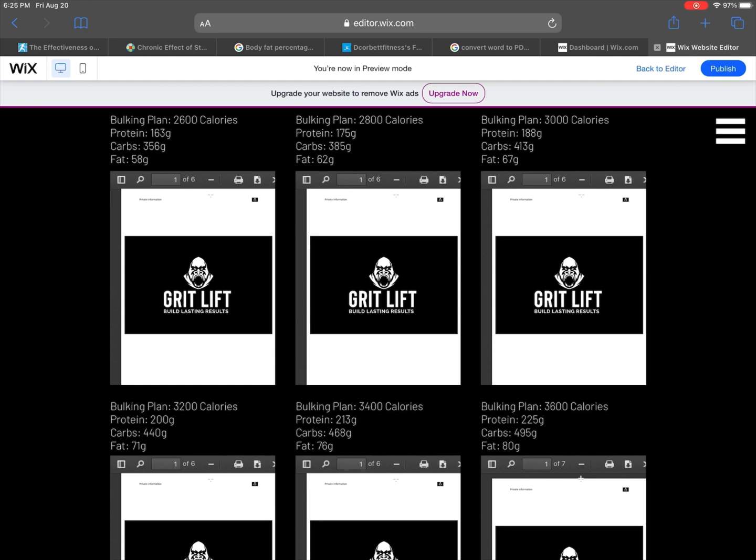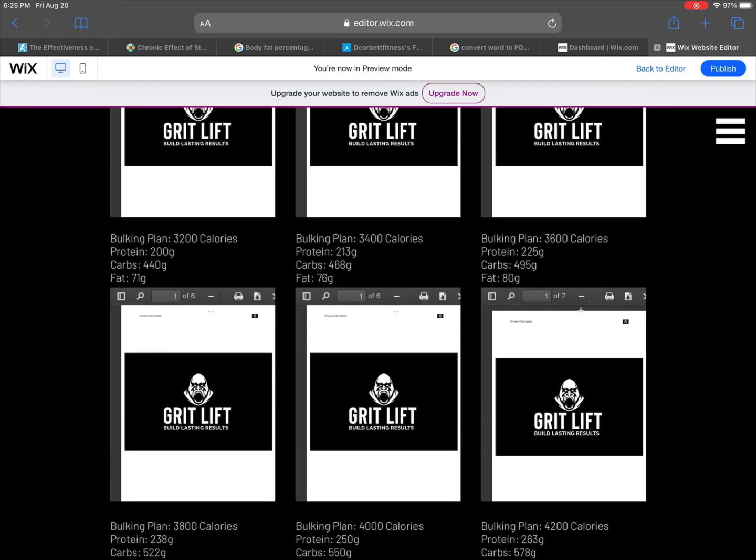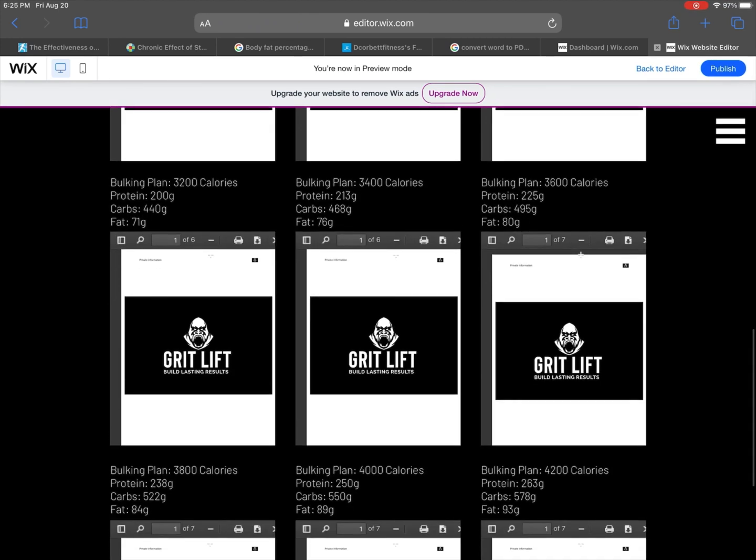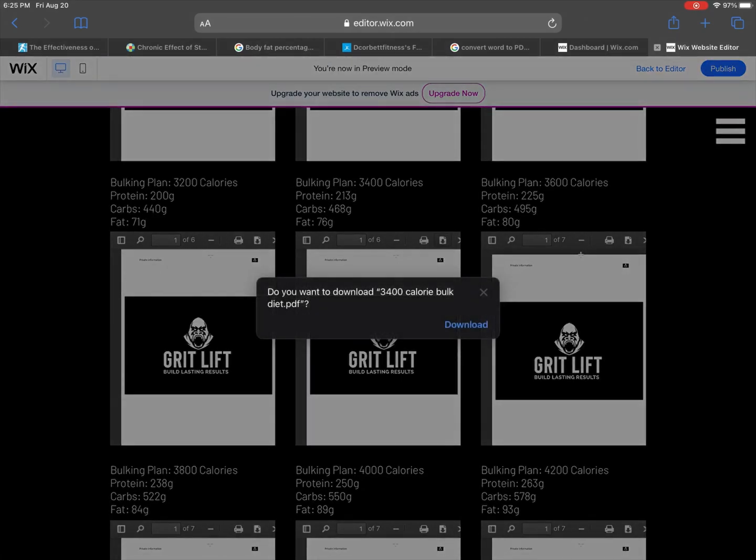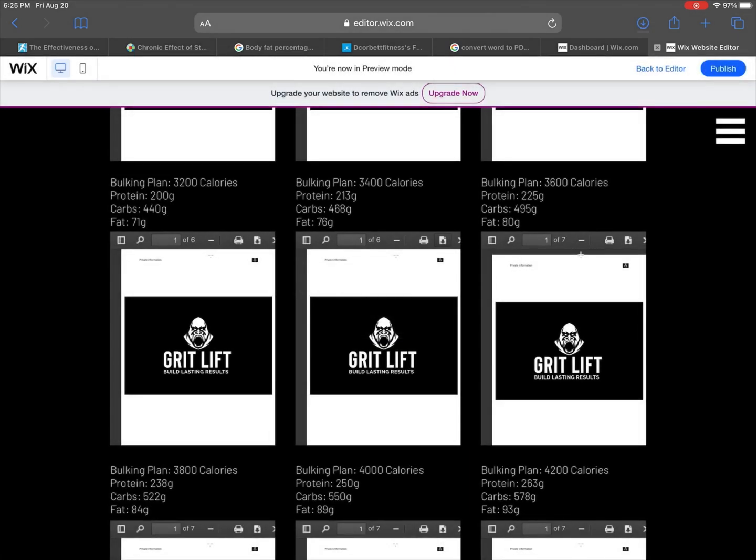So I look at this, and I see there's a bulking plan for 3,400 calories. The protein's 213. My protein was 195, so that's about 15 to 18 grams more than I calculated for myself. But the one from that is 200 grams of protein, but it's also about 250 calories off from where I want to be. So I'm going to go ahead and run with the 3,400 calorie bulking plan, and you can download that straight onto your device.